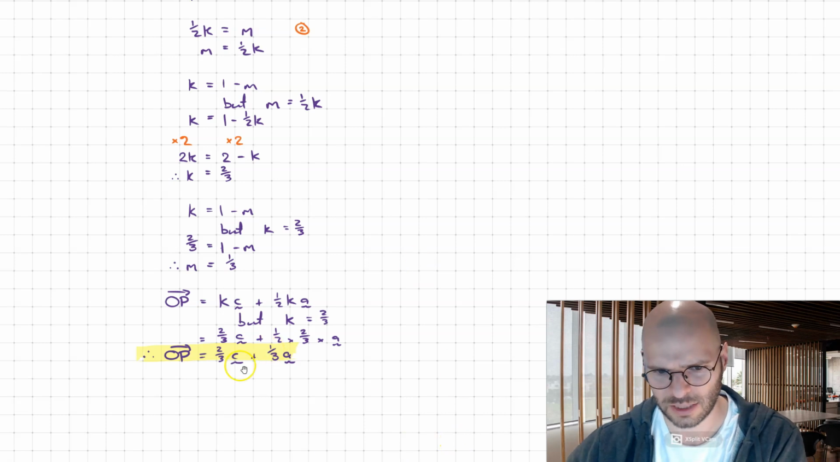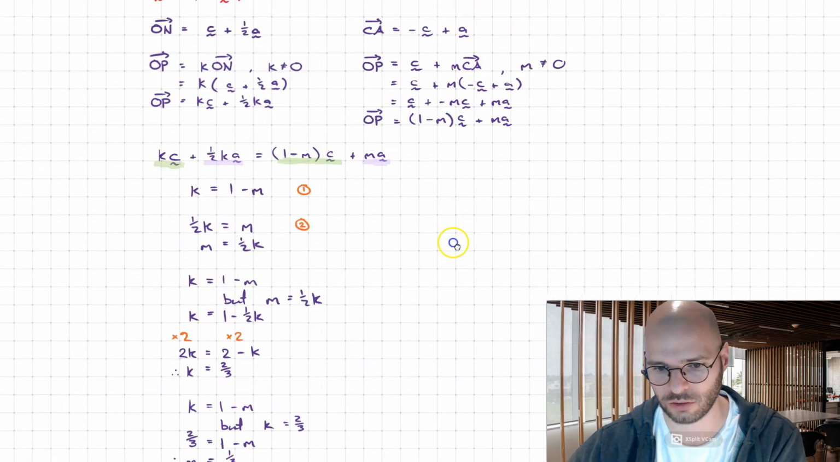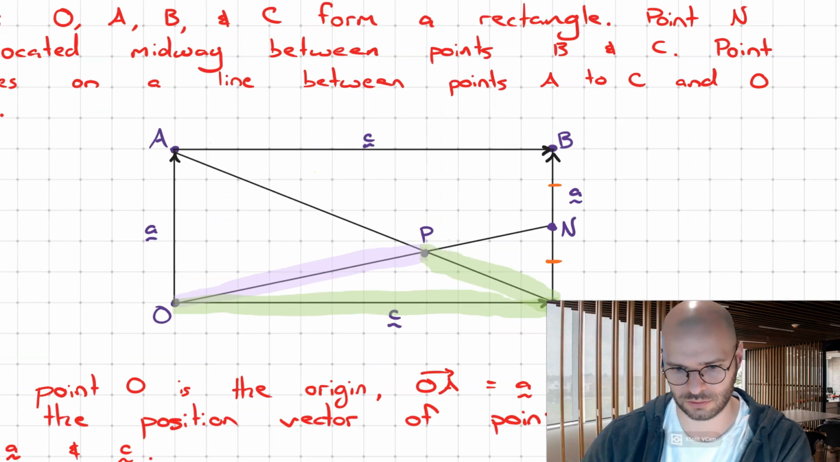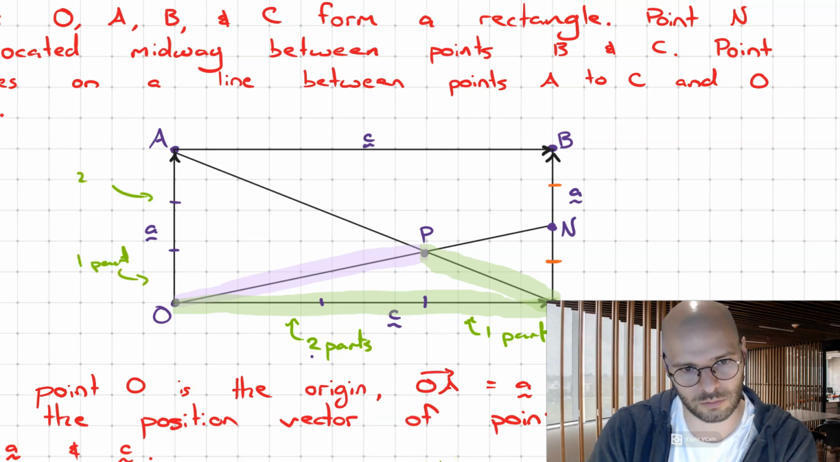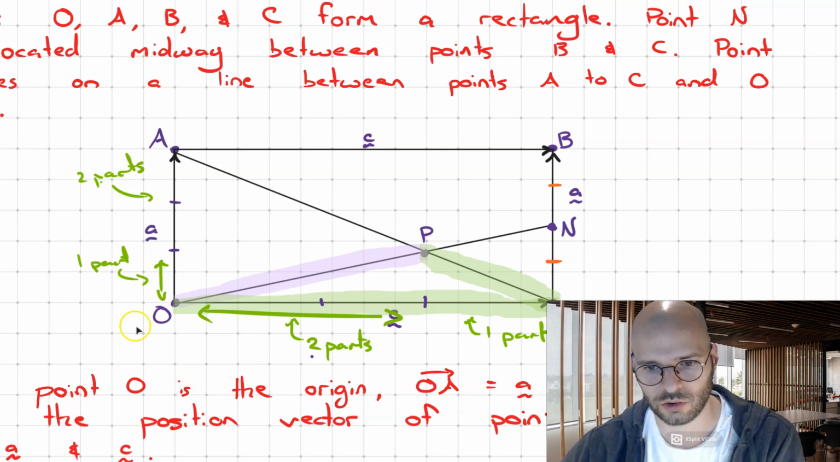So point P is equal to 2/3 of the way along vector C and 1/3 of the way along vector A. So in other words, we split vector C into 3 parts. It's going to be 2 parts over here, and then we're going to split vector A into thirds again, so we're 1/3 up. So we're going 2/3 across C, 1/3 up A, and that arrives at P.